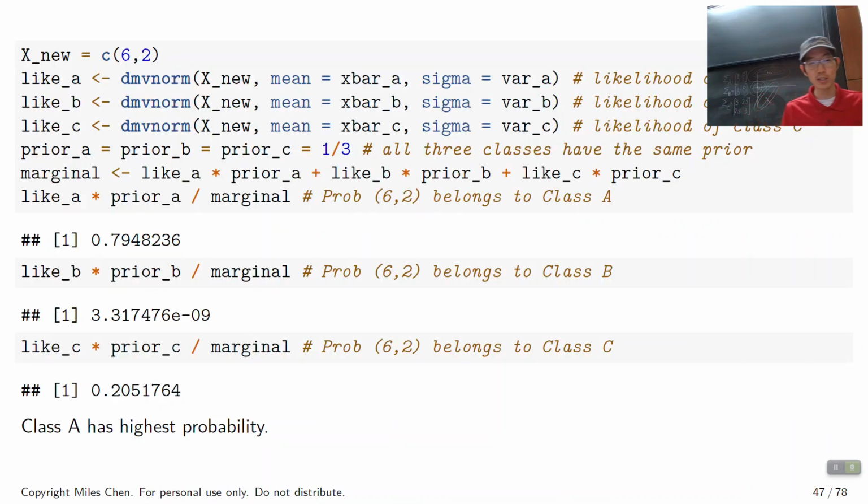Okay, so we do these calculations. For 6,2, I get the likelihood just by using the multivariate density. The priors are all 1/3. The marginal is the likelihood times the prior, summed up for all three classes. Then our final probabilities will be the likelihood times the prior divided by the marginal, and we get around 80% for A, 10 to the minus 9 for B, and around a 20% probability for class C. So class A has the highest probability.